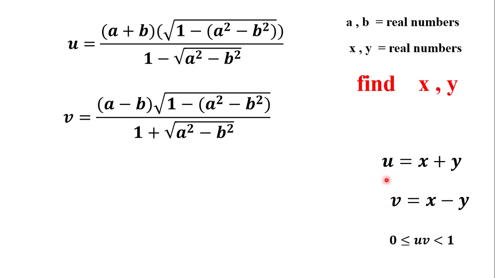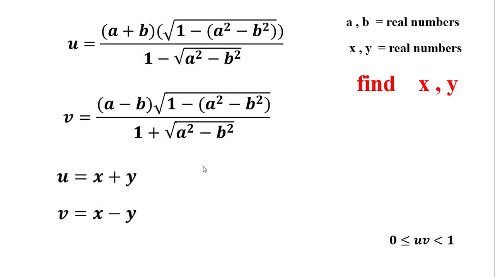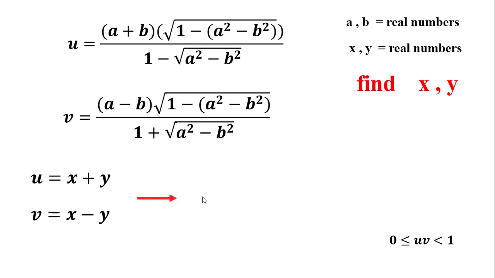We have two equations: u equals x plus y and v equals x minus y. We can add these two equations and subtract them. So we are going to get x equals u plus v over 2 and y equals u minus v over 2. Now we can replace u and v by these two fractions.